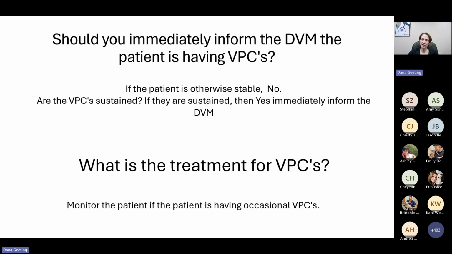And then if your patient is otherwise stable, you don't need to interrupt rounds or pull the doctor out of a room. If they are not stable, and if the VPCs become sustained and it goes into a ventricular tachycardia, then you would need to pull the doctor out and inform them that the patient is in VTAC at that point. But if they're just having occasional VPCs, you're going to want to monitor the rhythm.